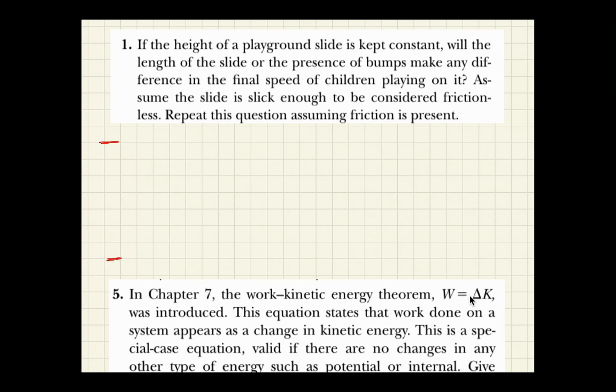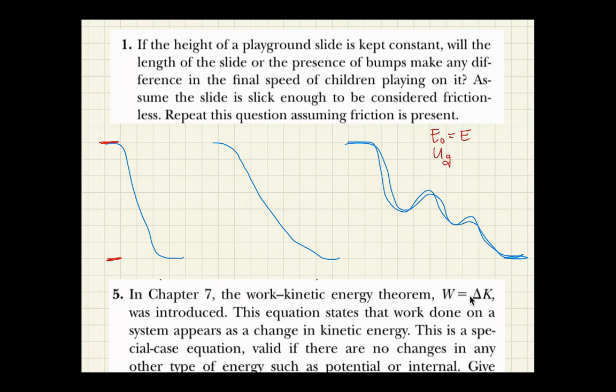And the reason for that is that no matter what the slide actually looks like, if the slide is very steep, or if the slide is shallower, or if the slide has all kinds of little bumps. For all of them, if you think about the energy transformations, energy initial has to be equal to energy final. And all of that energy initial is gravitational potential energy, and all of that final energy is kinetic energy.